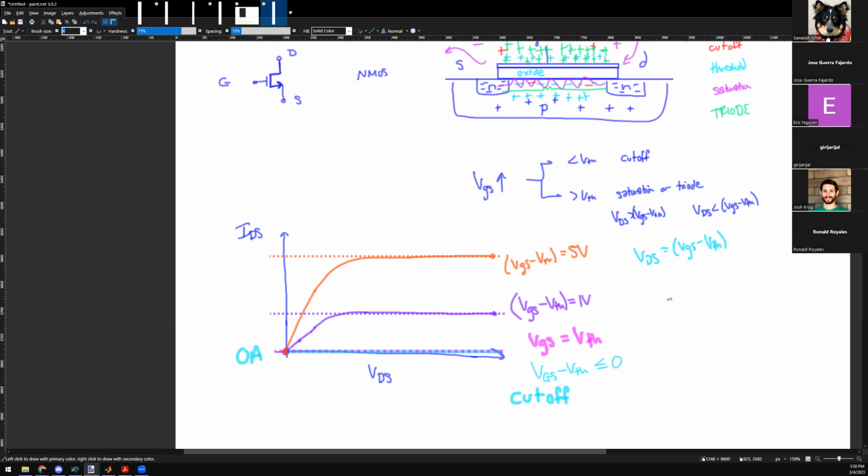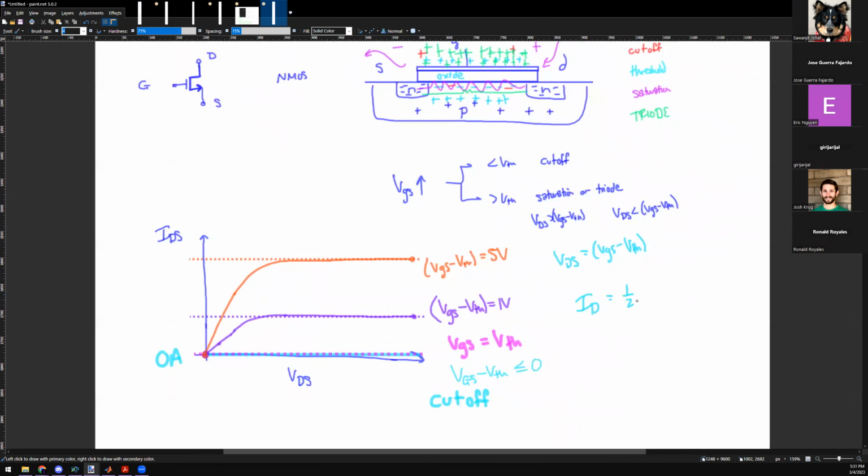It turns out from experiments that ID in saturation is 1/2 mu n COX W over L, which are all physical parameters, times VGS minus VTH, squared. But at the boundary between triode and saturation, VGS minus VTH is just equal to VDS. So I say ID sat is the limit when this is true.